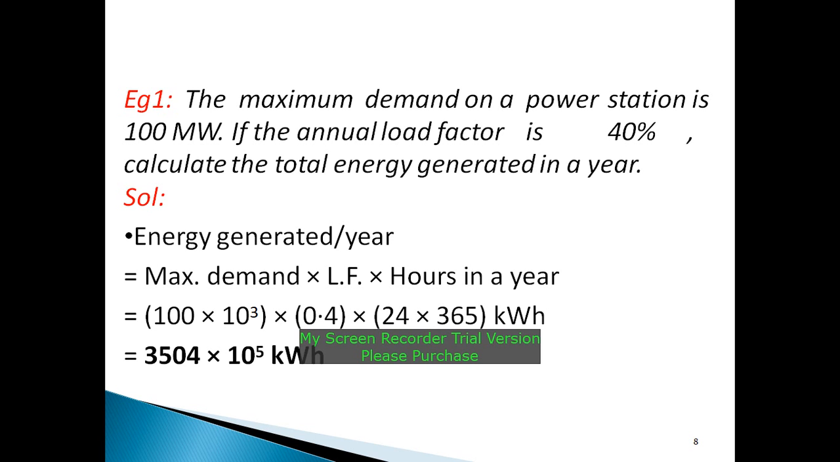The total energy generated in a year can be calculated by multiplying the maximum demand and the load factor. Since they are asking for the total energy generated in a year, we have to multiply by the hours in the year. How many hours in a year? It is 365 into 24, 8760. It is a very simple problem since the information is available directly in the problem itself. The maximum demand of the power station is 100 megawatt, the annual load factor is 40%. We multiply the maximum demand with the load factor and the hours in a year. So the total is 3504 into 10 power 5 kilowatt hour. This is a very basic problem.